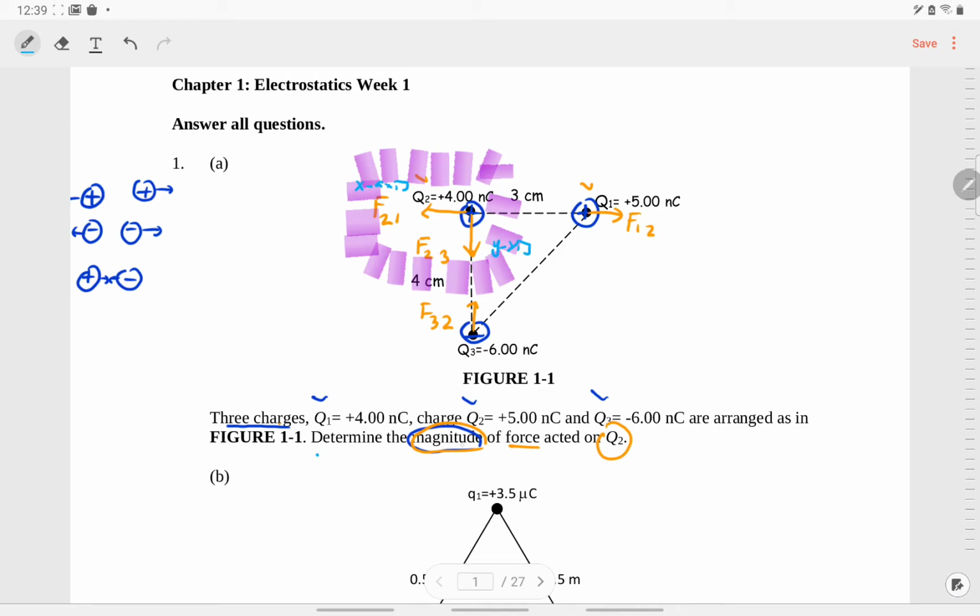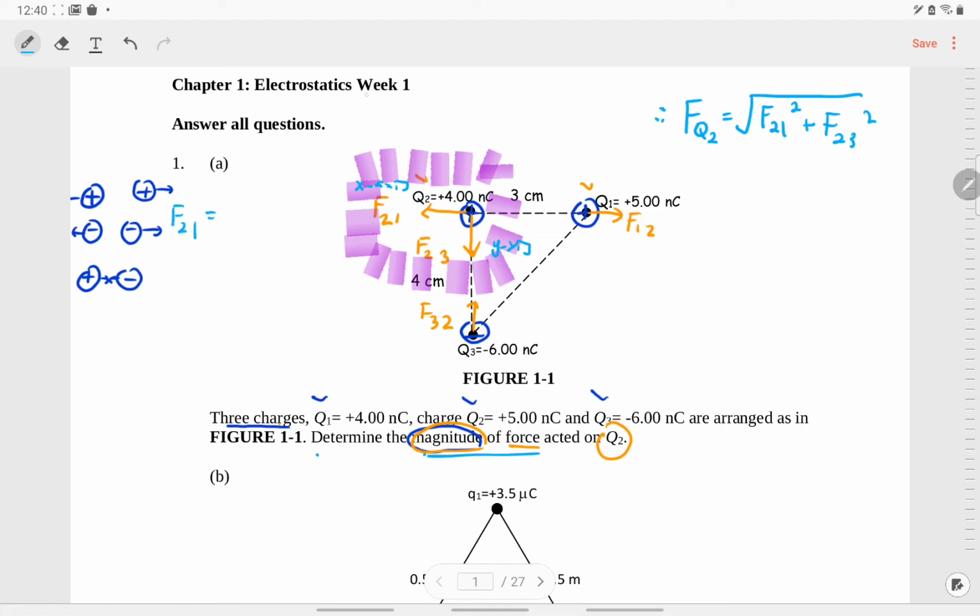So, basically bila kita nak cari magnitude of force, bila dia involve x and y component, memang kita akan guna konsep theorem Pythagoras. You boleh label sebagai force on Q2 equals to square root of F21 square plus F23 square. Memang solution macam ni kelas. So maksudnya you all kena kira dulu. Macam mana nak kira F21?